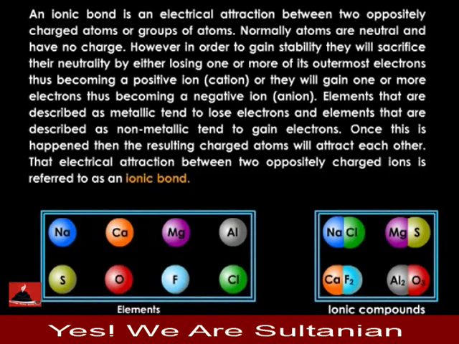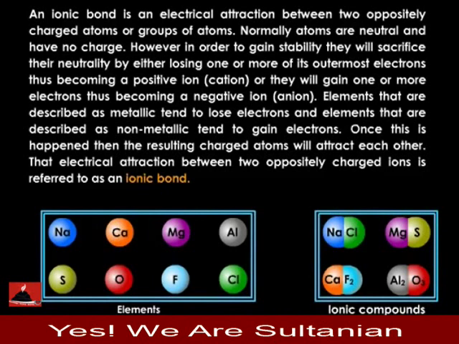gain electrons. Once this has happened, the resulting charged atoms will attract each other. That electrical attraction between two oppositely charged ions is referred to as an ionic bond.